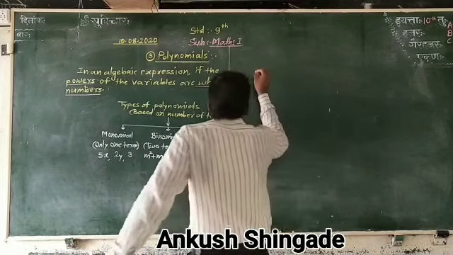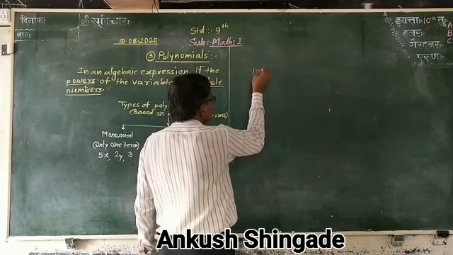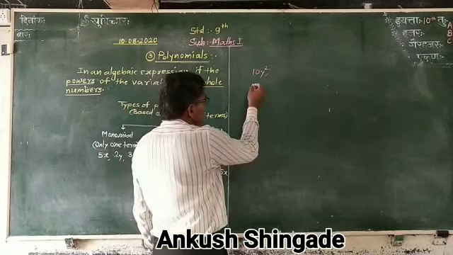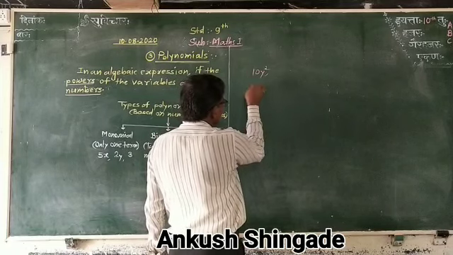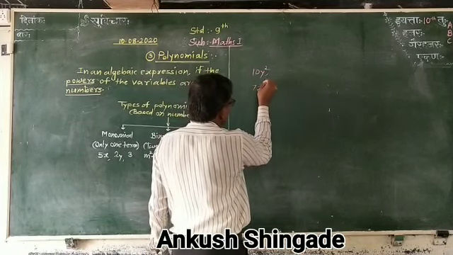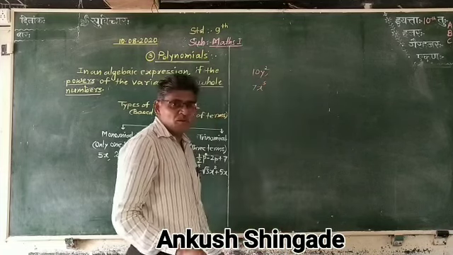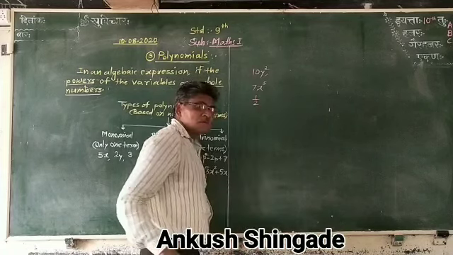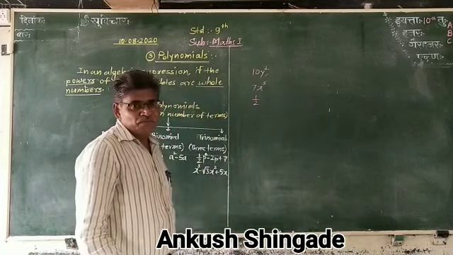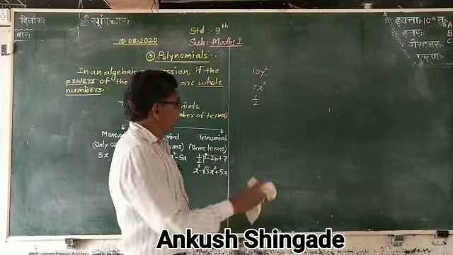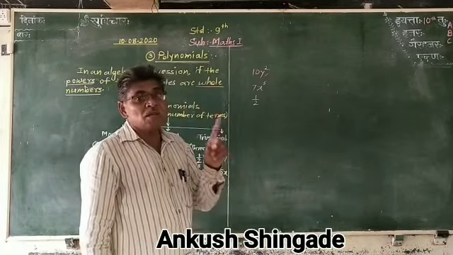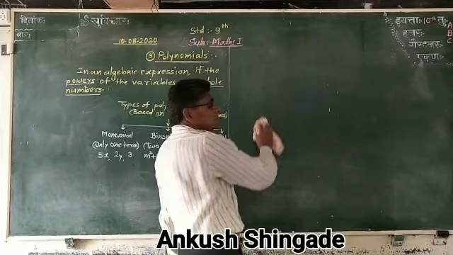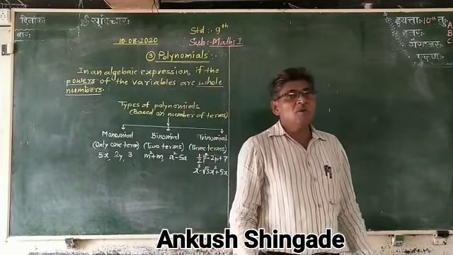Other examples: 10y square is a monomial, or 7x raised to 5 is also a monomial, or 1/2 is also a monomial. So these are the examples of monomials. There is only one term in the polynomial. So these are the monomials.